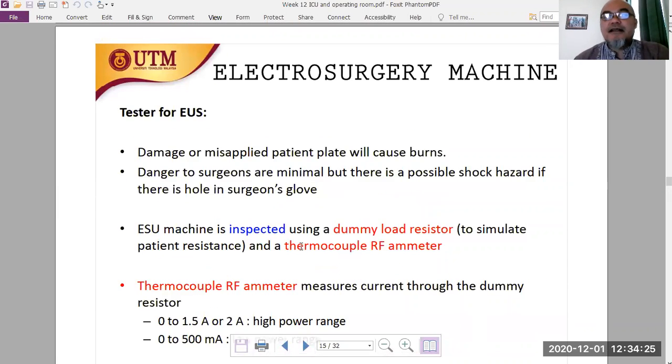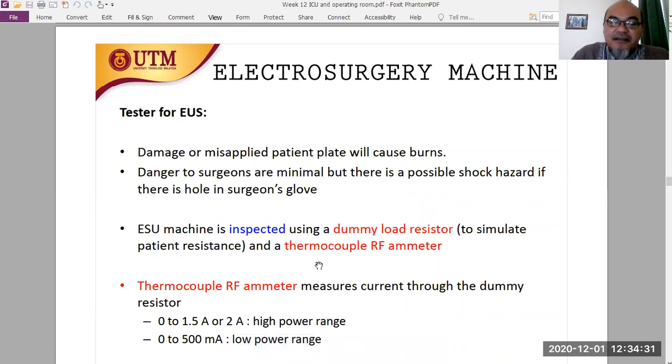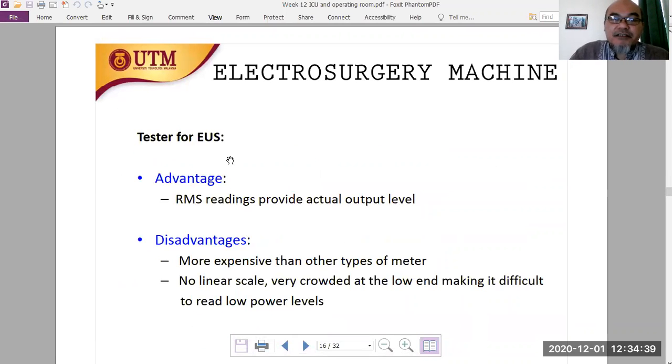So this tester functions like a calibrator, similar to what Christo made during his internship in BSN, to develop a calibrator. But this one is for the ESU, the electrosurgery machine. The advantage of the tester for the ESU is that the RMS reading provides the actual output level, but the disadvantage is that it is more expensive than other types of meter. No linear scale, very crowded at the low end, making it difficult to read the low power levels.